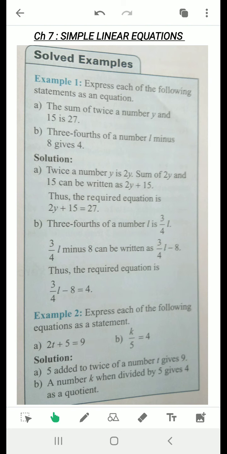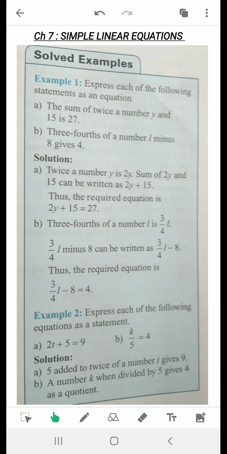Okay. Now in the next question, express each of the following equations as a statement. Now we need to write the statement for the equation. The equation is given and we need to form the statement. So what we can do? 2t plus 5 equals 9. So we can write: 5 is added to twice of t. In place of twice of t, we can write 2 times t also. 2 times t added to 5 gives 9. Otherwise, the sum of 2 times t and 5 gives 9.